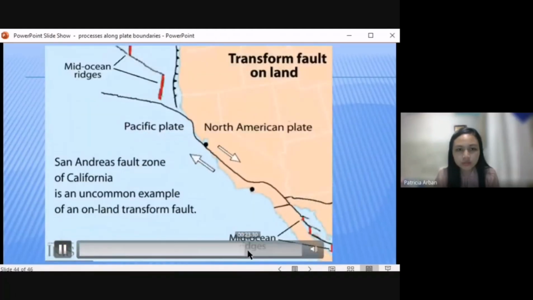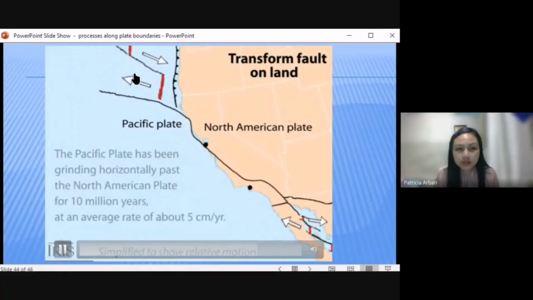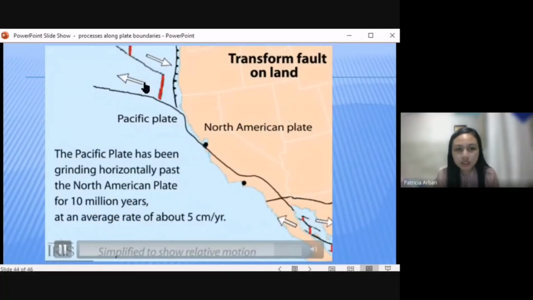Now, mid-ocean ridges rather. Mid-ocean ridges. This one. Mid-ocean ridges. Meaning, there is divergence. Divergent plate, because there are mid-ocean ridges. While our plates slide, the example here is the Pacific plate and then we have the North American plate.